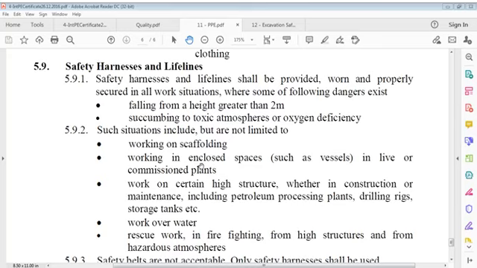Safety harness and lifelines shall be provided, worn and properly secured in all work situations where some of the following dangers exist.